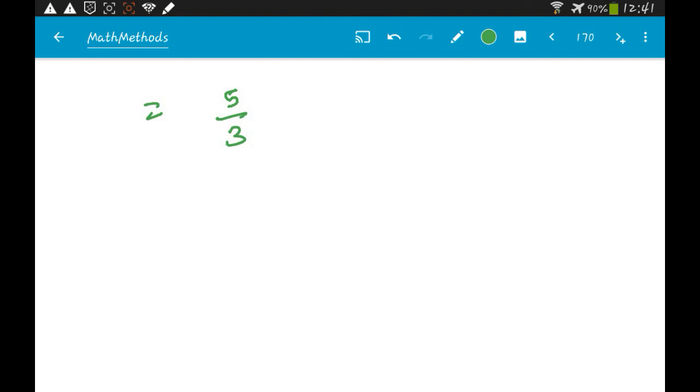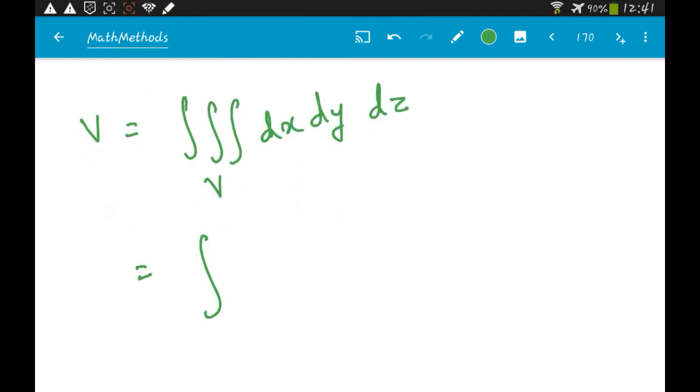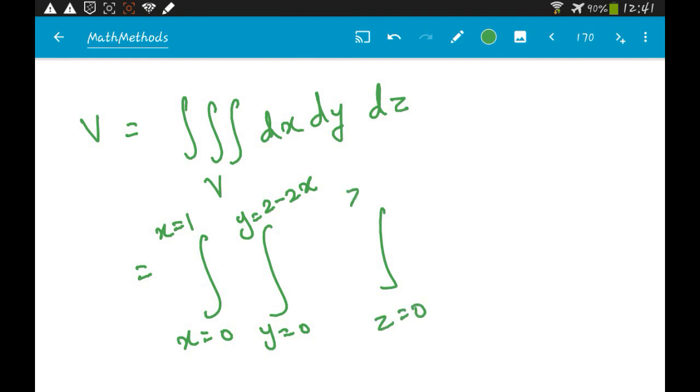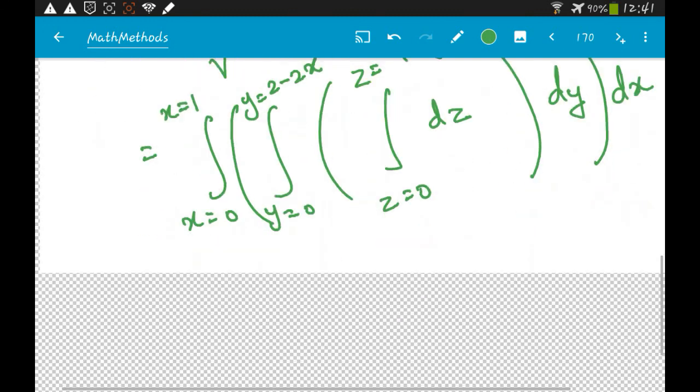We can also do the same integral in a different manner, which is to do a triple integral over volume dx, dy, dz. So here what we'll do is, we'll do x equal to 0 to x equal to 1. Then we'll do y equal to 0 to y equal to 2 minus 2x. Then we'll do z equal to 0 to z equal to 1 plus y. This is dz, dy, and dx. So this would be our way.